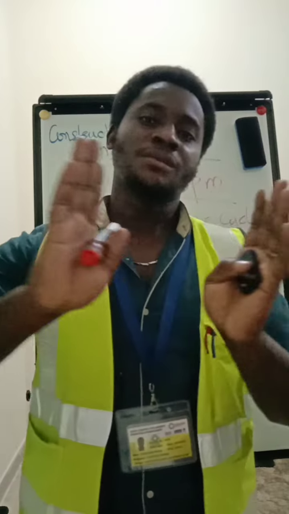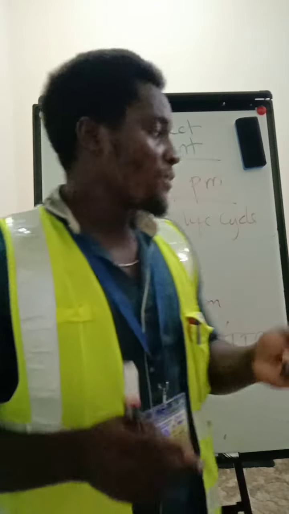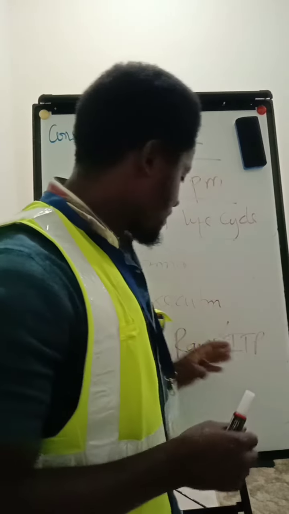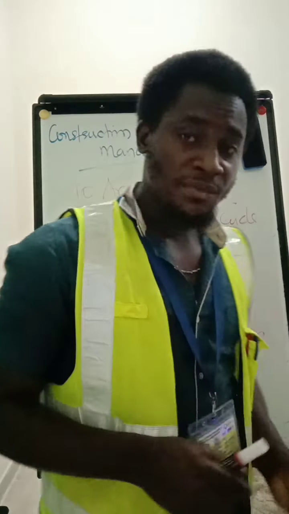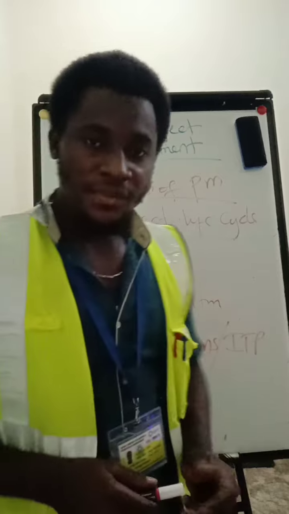So after finishing with the construction activity, we'll be able now to move to the testing and commissioning. But before testing and commissioning, we have to prepare a different RAMs as well as a different inspection test plan, or the ITP. Submit also, get approval before we commence with the testing and commissioning activity.